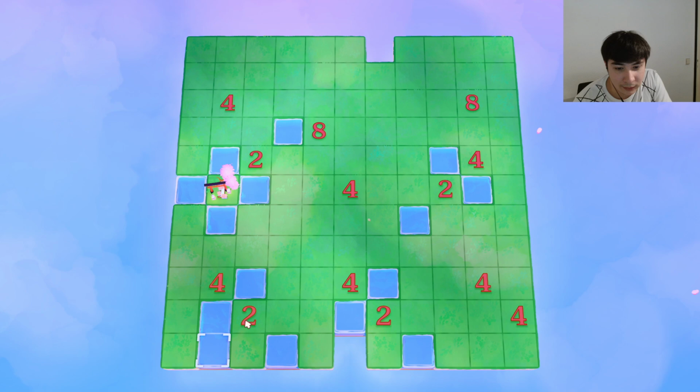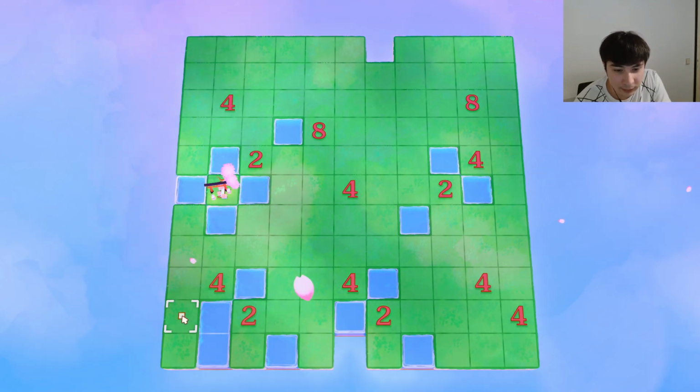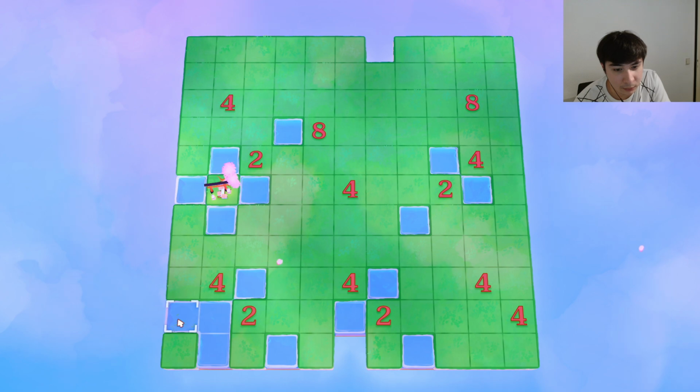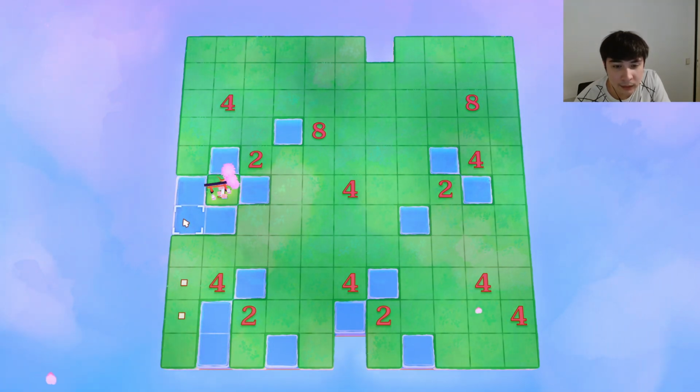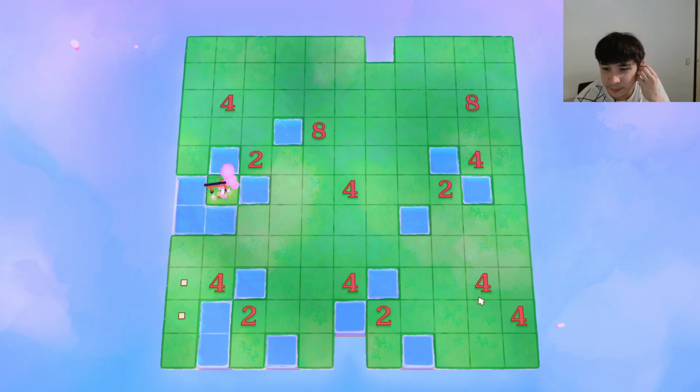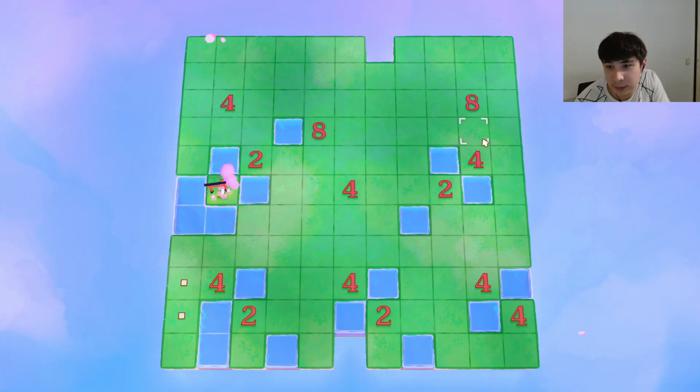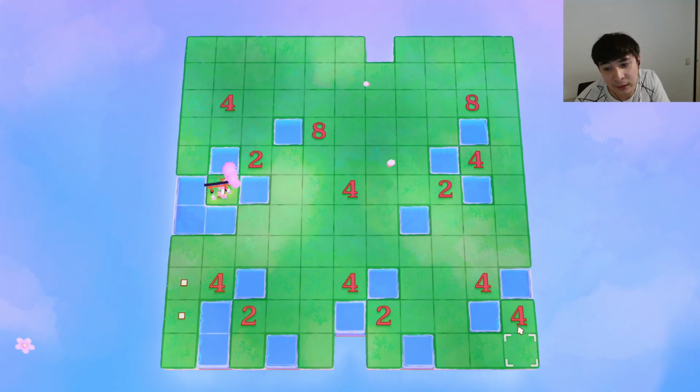This cell here is unreachable between the 4 and the 2. So this cell here has to be reached by land, because if this is water, then this is water as well. This cell here is filled. Oh, these 2 4s. This 4 and this 8 as well. Those are going to be good starting spots, I think.